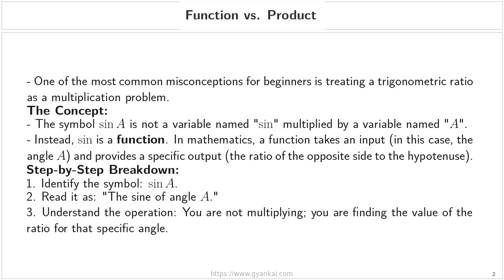To make sure you're applying this correctly, let's follow a simple step-by-step breakdown. First, always identify the symbol clearly, such as sine A. Second, practice reading it aloud as the sine of angle A. This small change in how you speak the notation will help you remember the logic. Finally, remind yourself of the operation. You are not performing multiplication. You are simply finding the specific value of the ratio for that particular angle.